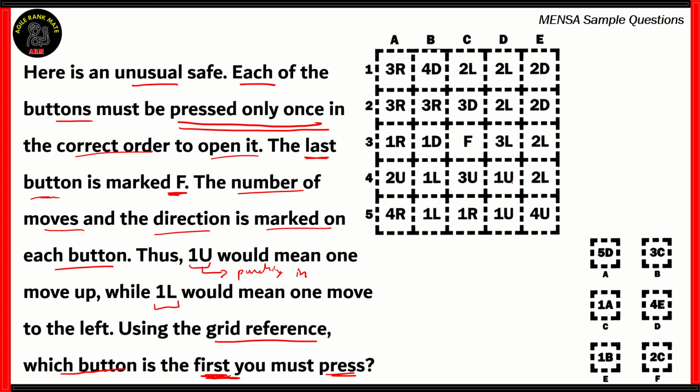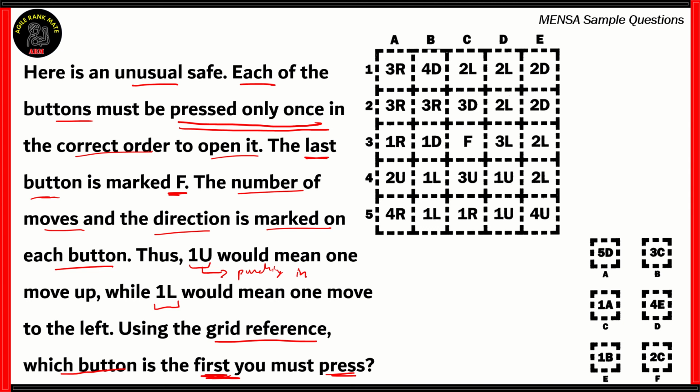3C represents F itself. 1A represents 3R. 4E represents 2L, and 1B represents 4D, and 2C represents 3D here. So basically, the notations on our question figure show us the direction in which we should move. The one in the answers actually represents the grid reference of the button that comes first. So now that makes sense, how do we solve this?